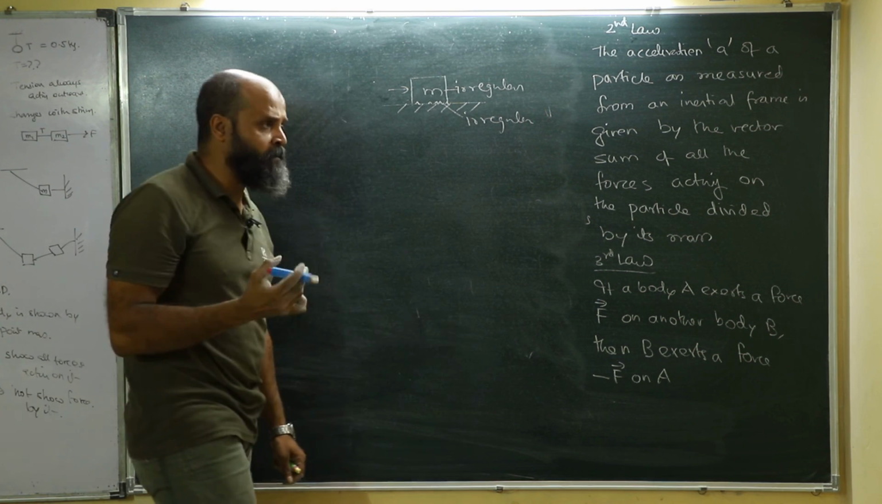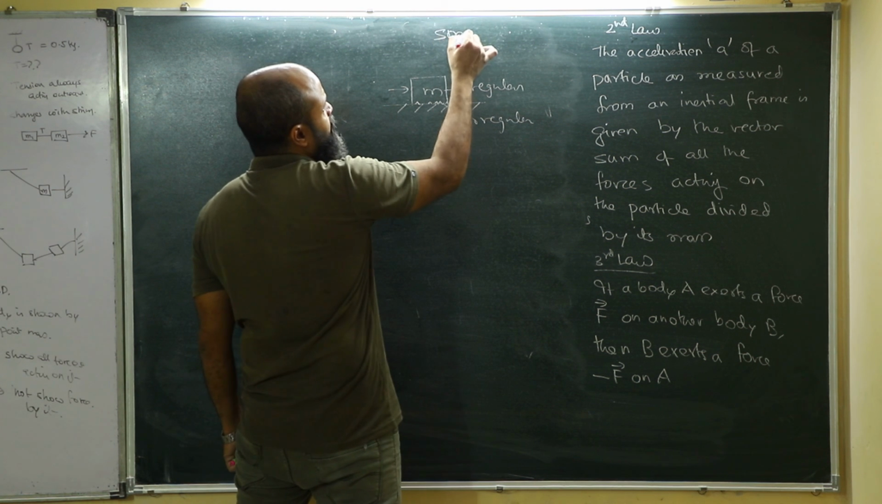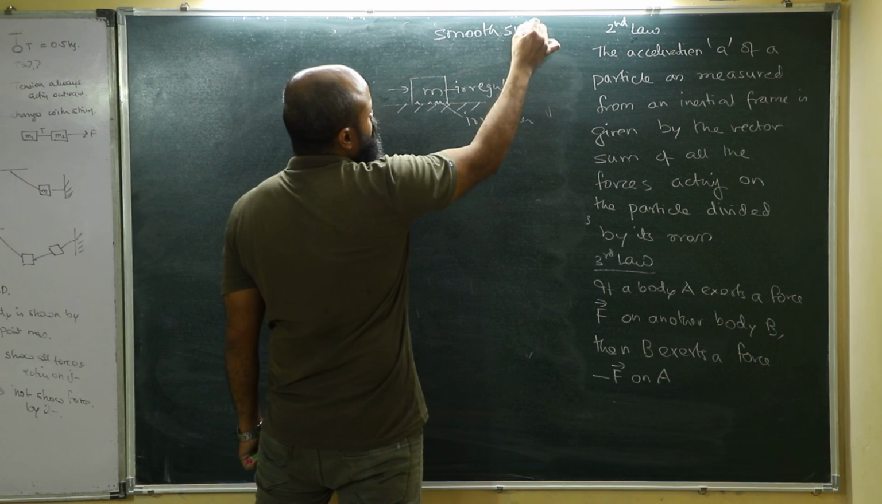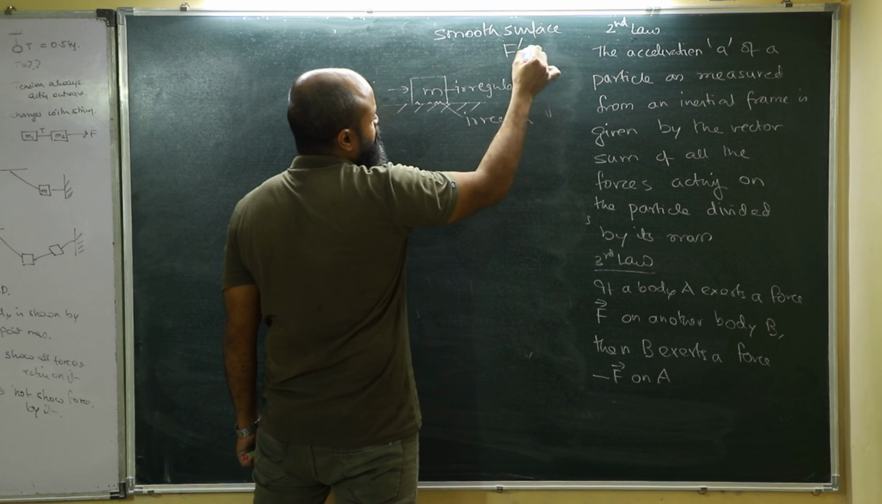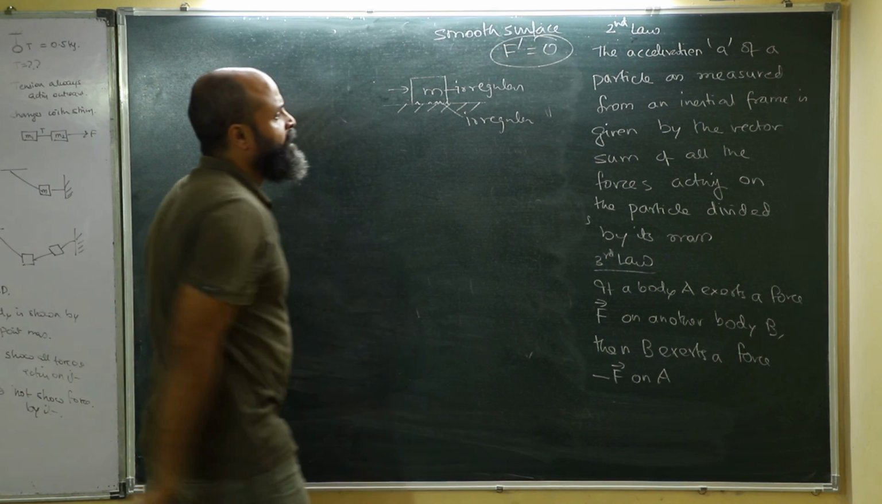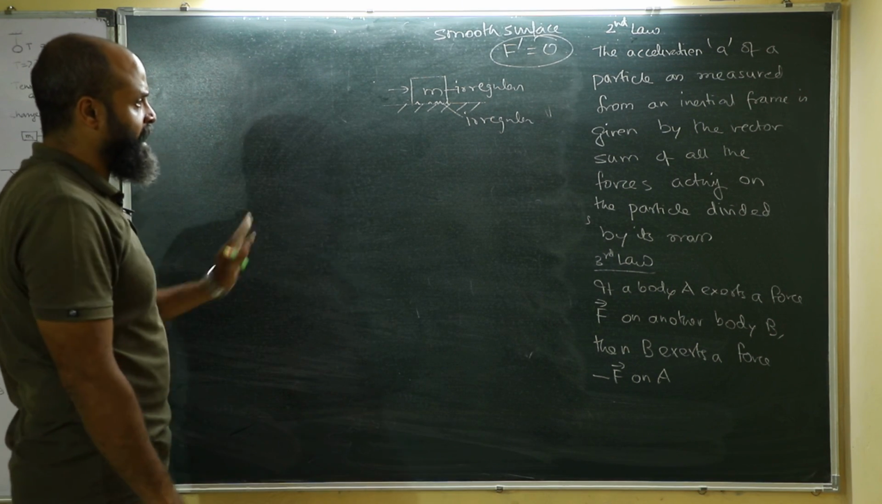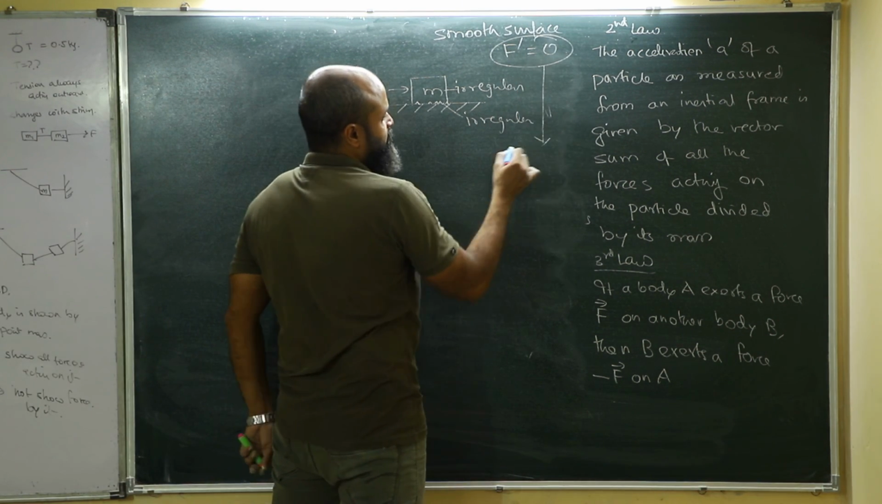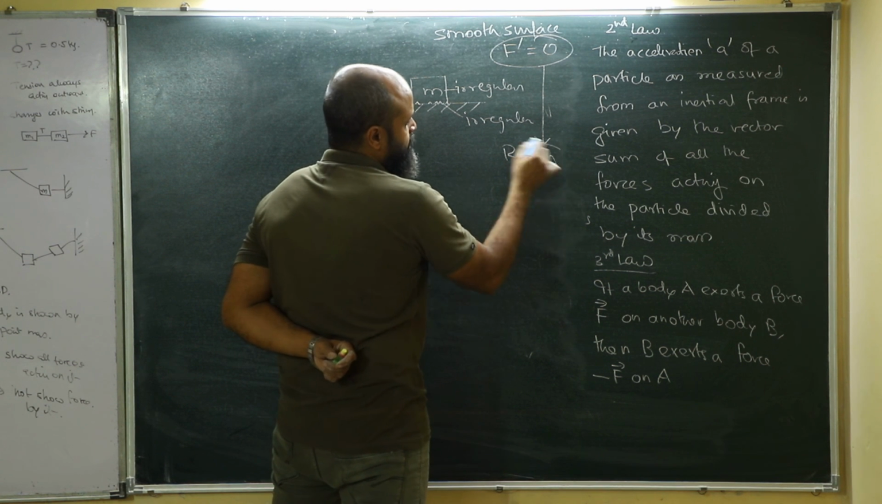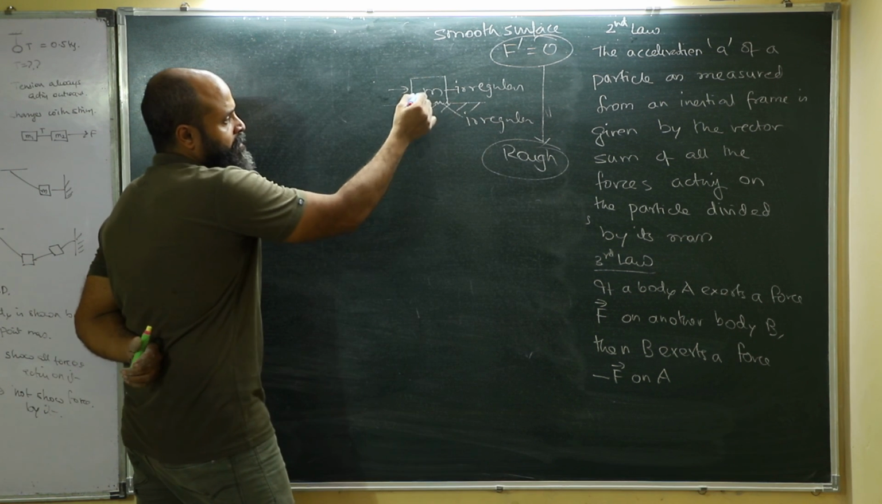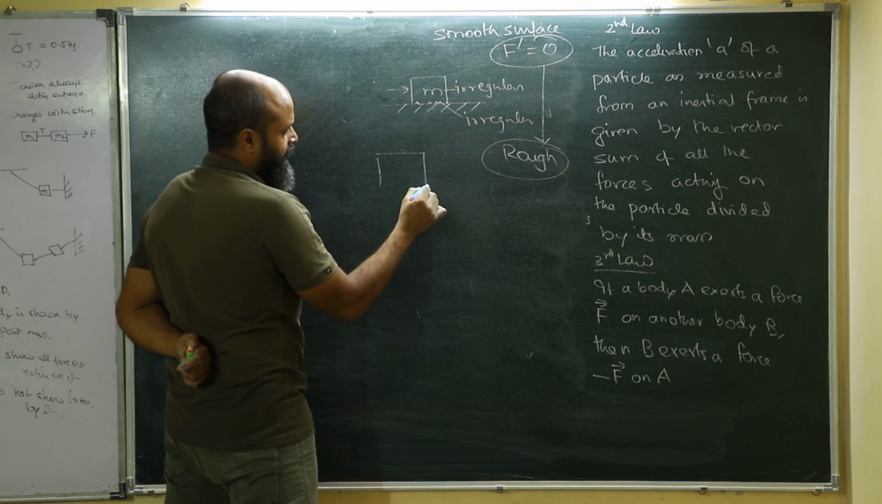Most of your problems you will find that these are very smooth surfaces. Smooth surfaces basically means that the force of friction applicable will be 0. Okay. So the force of friction is applicable only when the surfaces are rough and there is a certain value of friction that is acting on it.